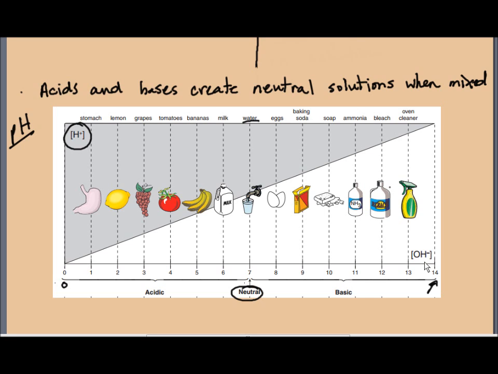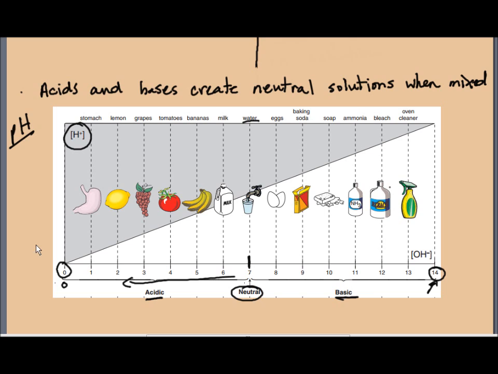So the more hydrogen ions that are in solution, the lower the pH is going to be, and the more hydroxide ions that are in solution, the higher the pH is going to be. For our purposes, as long as you know that if it's less than 7, it's acidic. If it's more than 7, it's basic.